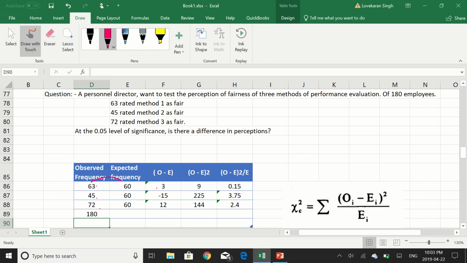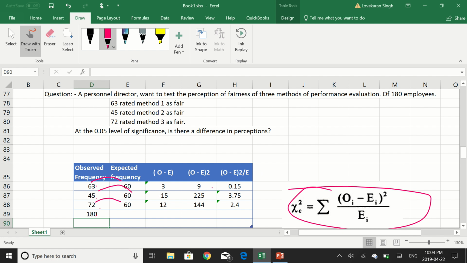So 63 minus 60 is equal to 3, 45 minus 60 is equal to minus 15, and 72 minus 60 is equal to 12. After that we square all the answers we got. The square of 3 is 9, the square of 15 is 225, and the square of 12 is 144. Then we use our main formula to get our answer.